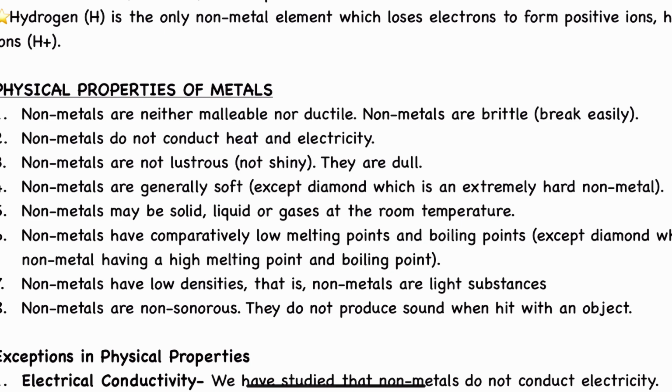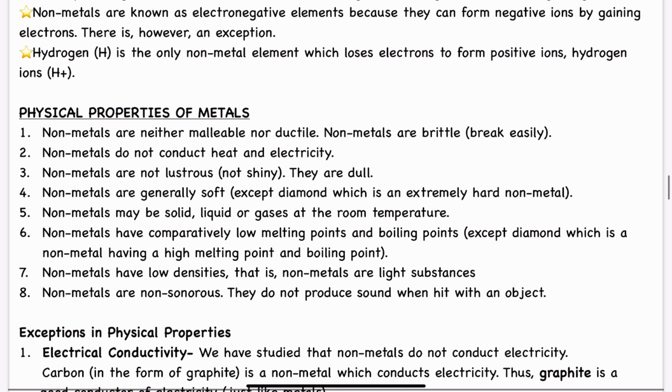Non-metals have comparatively low melting and boiling points except diamond. Diamond has a very high melting and boiling point. And this is in comparison with the metals. For example, the melting point of sulfur is 115 degrees Celsius, which is quite low as compared to the other metals. Diamond, as we discussed, has a very high melting point. It is more than 3500 degrees Celsius, which is very high.